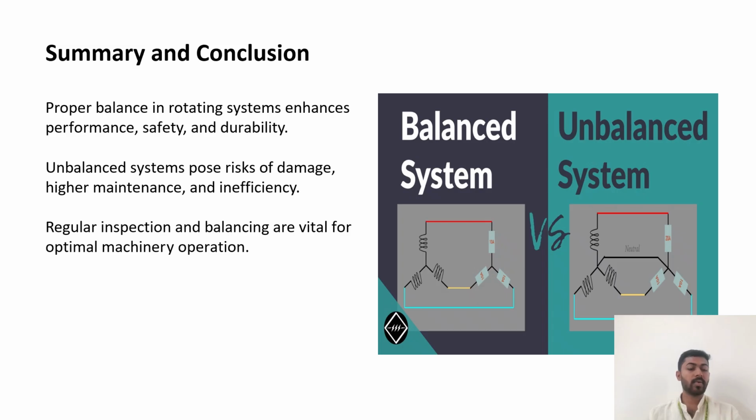Let's discuss the conclusion and summary. Proper balance in rotating systems enhances performance, safety, and durability. Unbalanced systems pose a risk of damage, higher maintenance, and lower efficiency. To conclude, balancing rotating systems is essential for smooth, efficient, and safe operation of machines. Unbalanced systems lead to vibration, noise, and damage. Therefore, proper balancing is a must.